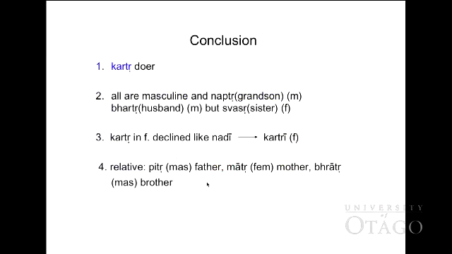So we can conclude that in these two groups, the first character is doer. All are masculine, and naptri masculine, jamatri husband, but svasri sister feminine. All these decline like the first group. And kartri in feminine declines like nadi. But for relative, pitri masculine, father, matri feminine, mother, bhratri masculine, brother, we have to decline like the second group in the second chart.